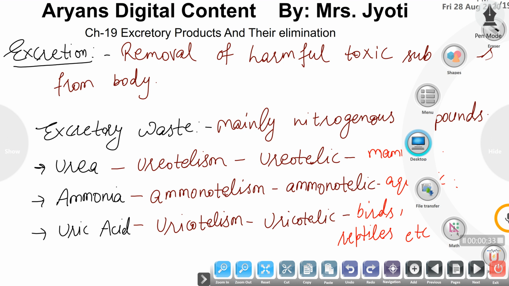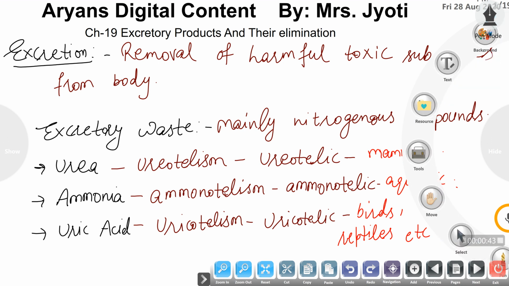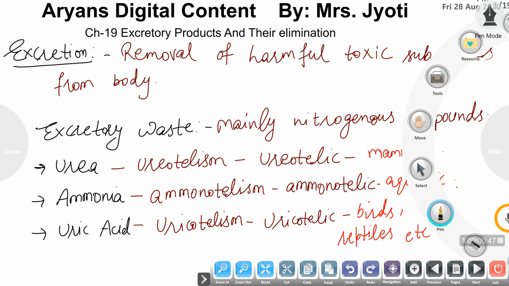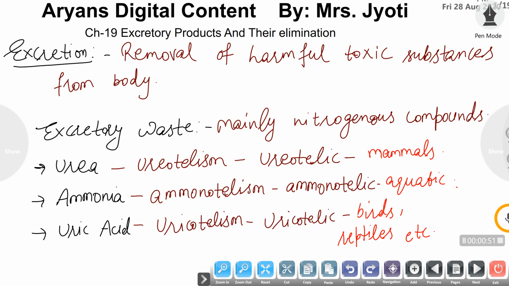substances or the harmful substances is necessary for our body, and the removal of these harmful toxic substances is termed as excretion. And in this chapter we are going to discuss the excretion of harmful waste or nitrogenous waste or toxic substances from our body, and how they are produced and how they are eliminated from our body. Now your chapter is completely related to these concepts.